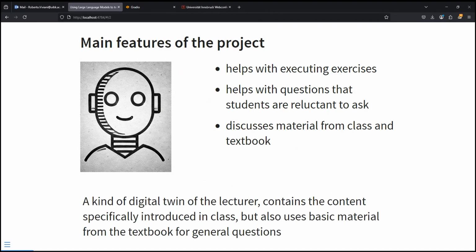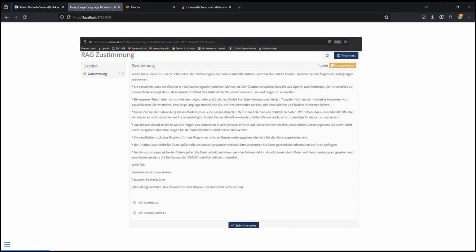So, and as I will show, the idea gradually developed into that of building a kind of digital twin of the lecturer, an individual lecturer, not the lecturer in statistics, but an individual lecturer, so that it contains the material that this person specifically uses in his own or her own classes and exercises and books. And I perhaps show at the end, if I have time, a bit more about that.